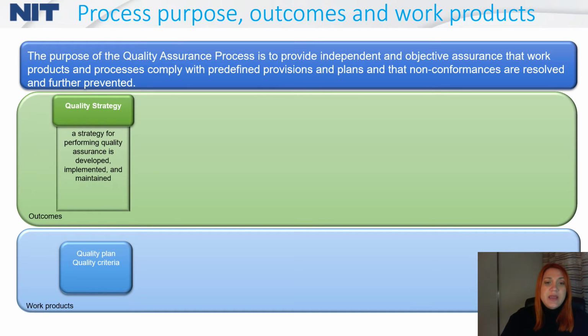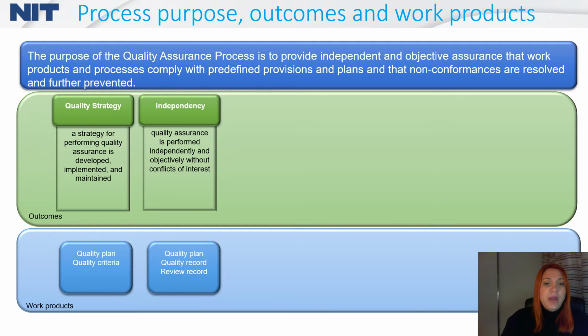The first one is that every quality assurance process needs to have a strategy for how quality assurance is performed and how it will be maintained and implemented on the project. For that, we will have two work products. One is the quality plan and another one is the quality criteria.